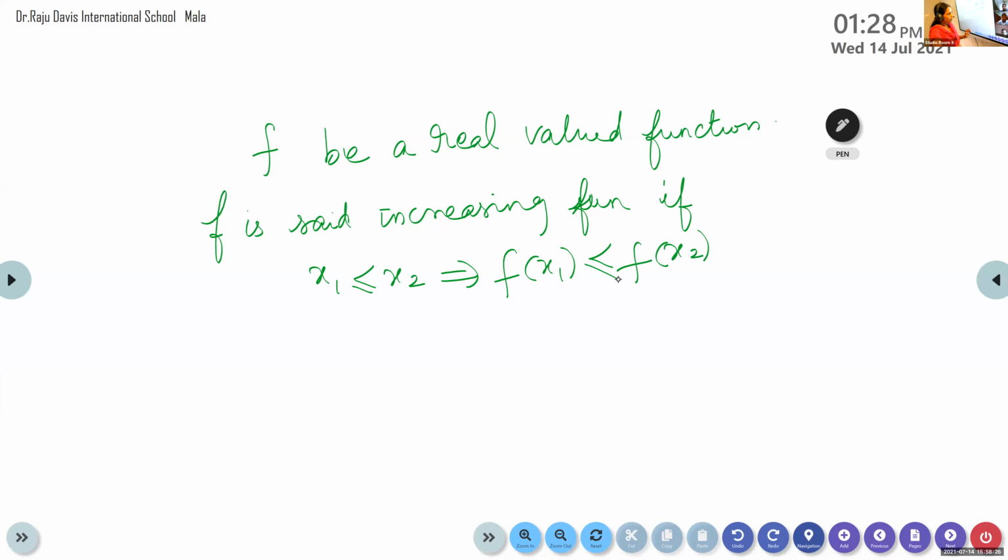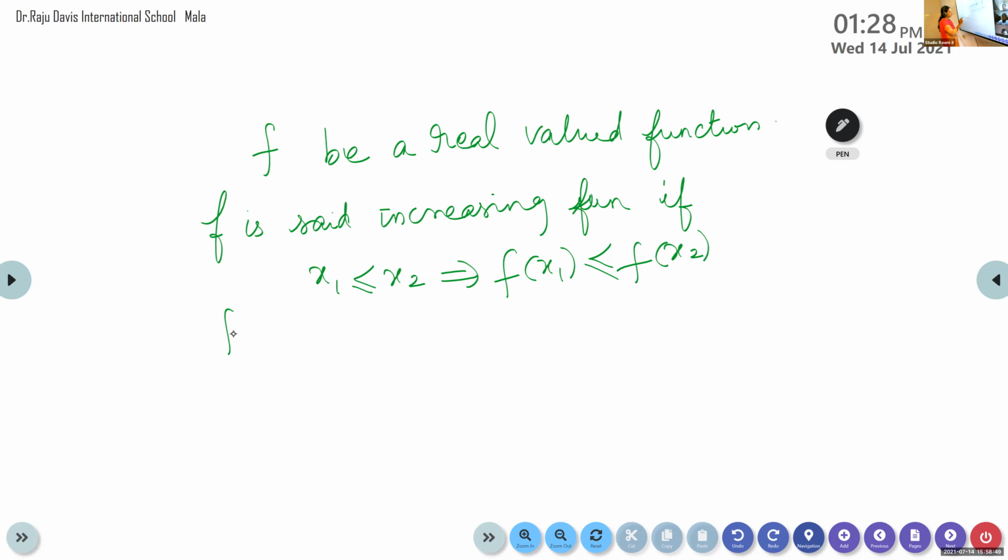That means for smaller values of x, we should get smaller values of f of x. As x increases, f of x also will increase. In this case, we say f is increasing. f is said to be increasing if x1 is less than or equal to x2 implies f of x1 is less than or equal to f of x2.